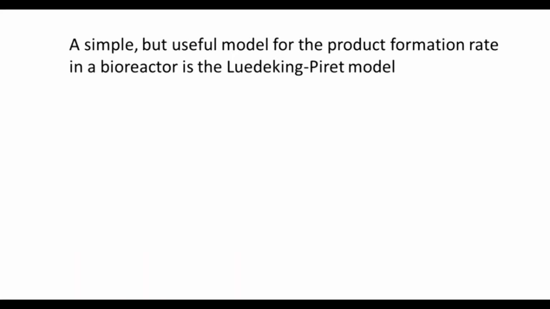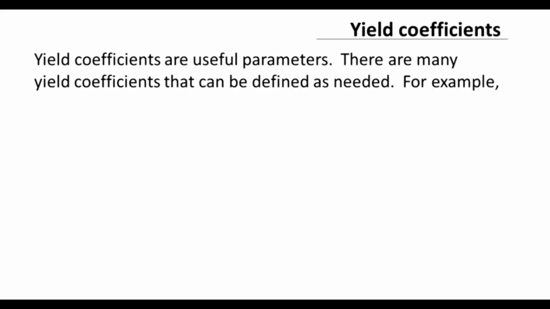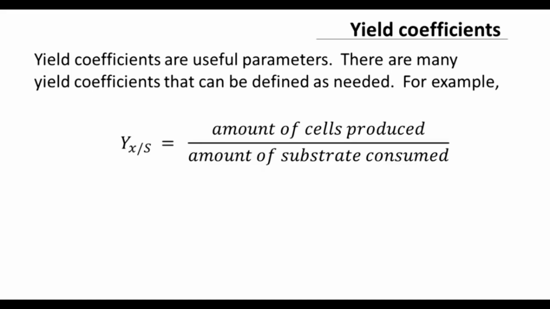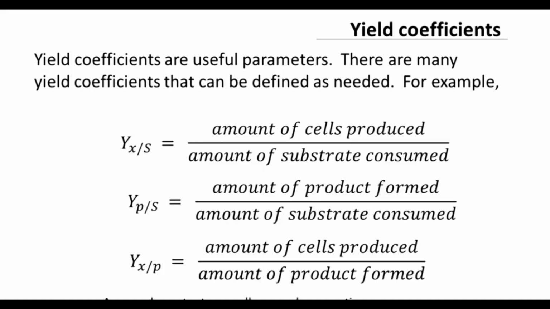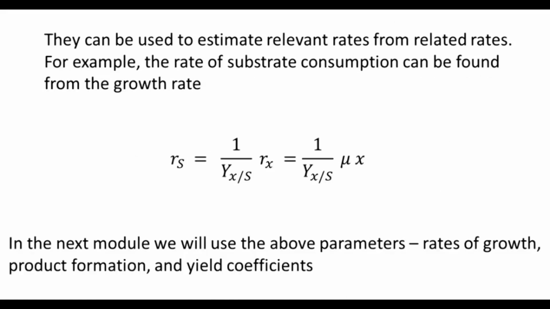Then we looked at the very popular Luedeking-Piret model for the product formation rate, which goes as Rp equals alpha times Rx, the growth dependent parameter, plus beta times x, the growth independent parameter, and many other models are available. Then we saw what yield coefficients were. Many yield coefficients could be defined. It is essentially amount per amount, and they can be used to convert one rate into the other. That's one of the ways in which we will be using them.